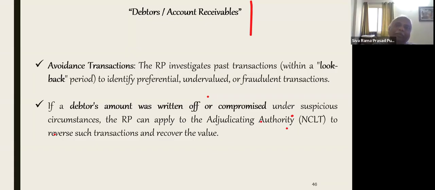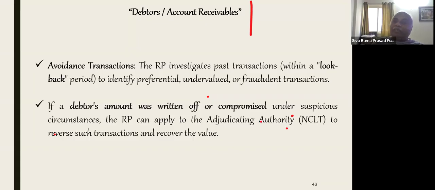The RP investigates past transactions within the look back period and identifies preferential, undervalued and fraudulent ones. There is a lot of scope in debtors and account receivables, and in creditors and bills payable also. Creditors and bills payable may involve related parties. Whether they have supplied the goods or not, they might have given only a bill of exchange and not supplied the goods.